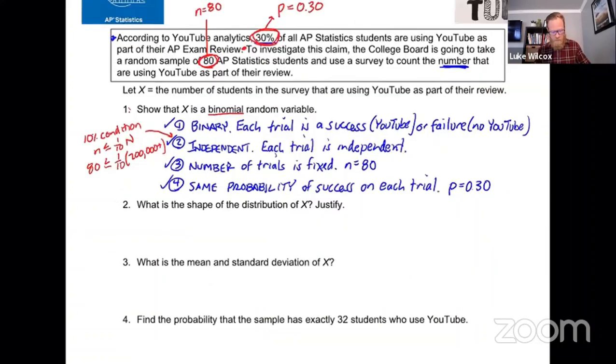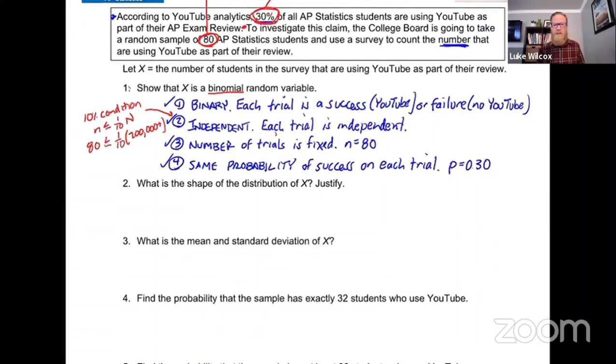So let's move to question number 2, which says, what is the shape of the distribution of X? Well, very often with a binomial distribution, you're going to have one value that has the highest probability, and then as you move farther away from it, the probabilities get less and less. And sometimes the shape of that distribution is going to be approximately normal. And the way that we can check that is using what's called the large counts condition.